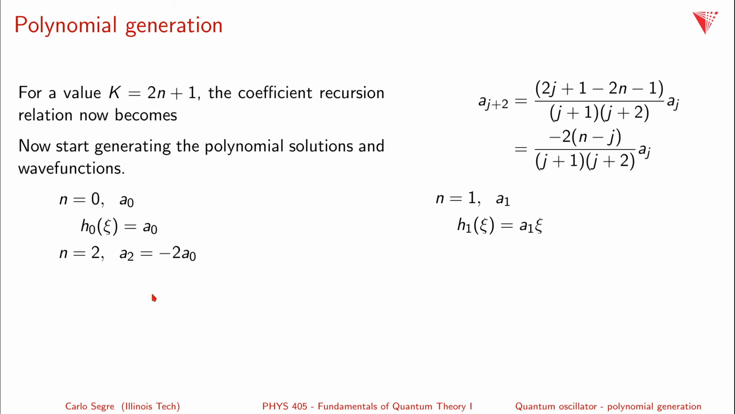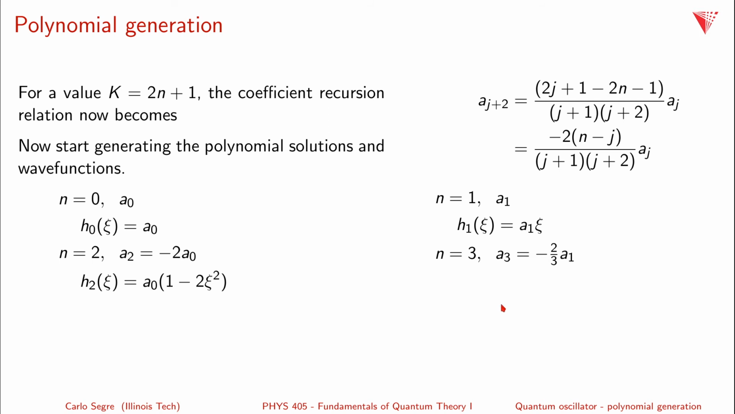For n equals 2, you have a sub j, so you have a sub 2, you start with a sub 0, you get 2 minus 2 is 4 over 1 times 2, so that gives me minus 2 times a0. That's what I have here. I then take, and that makes two coefficients that I have, a sub 0 and a sub 2, and so h2 is equal to a sub 0 times 1 minus 2c squared.